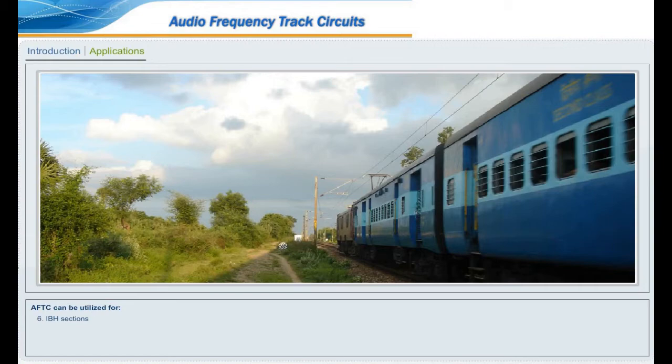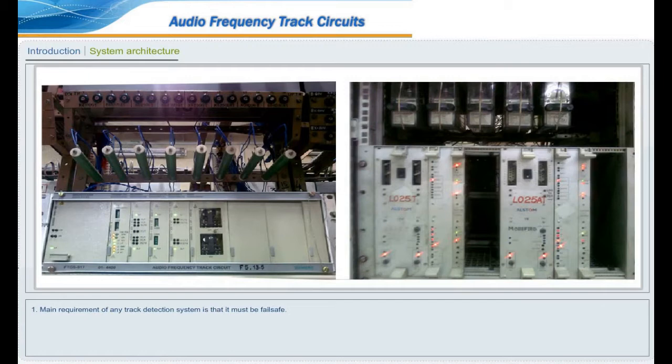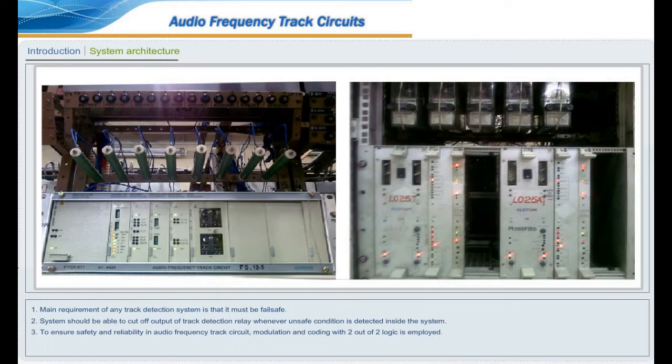Main requirement of any track detection system is that it must be fail-safe. System should be able to cut off output of track detection relay whenever unsafe condition is detected inside the system. To ensure safety and reliability in audio frequency track circuit, modulation and coding with 2 out of 2 logic is employed.